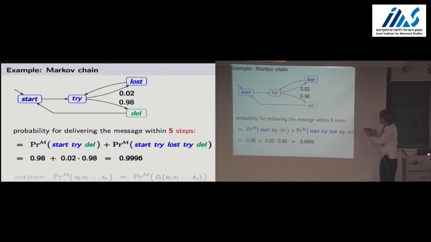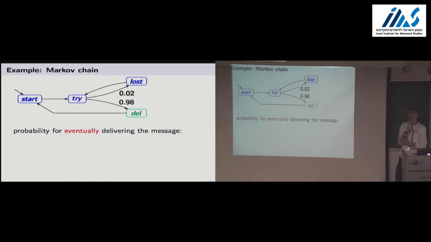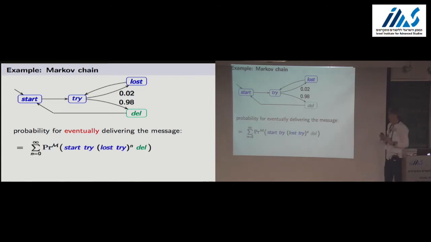So this was for a step bound, and let's look now for the analogous thing, but without any step bound, just the probability to eventually deliver the message. We don't care about the number of trials. Well, again, you can do the same thing. What are the possibilities to deliver the message?